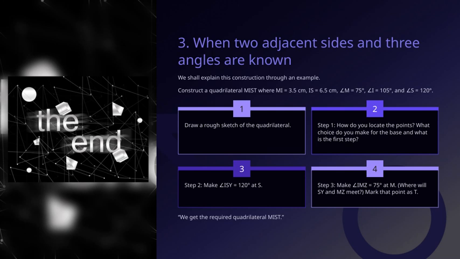Next, in step 3, we construct angle IMZ equal to 75 degrees at point M. As we do this, we see where the lines SY and MZ intersect. That intersection point is marked as T. Finally, once all these steps are completed, we find that the quadrilateral MIST is properly constructed. This process highlights the importance of using known sides and angles to accurately determine the entire shape.